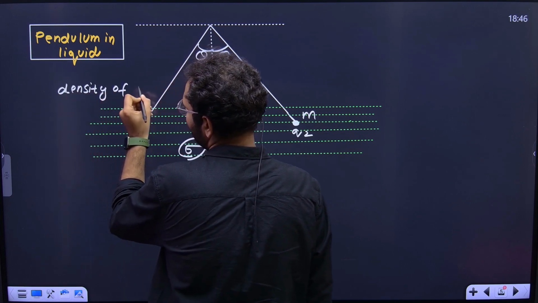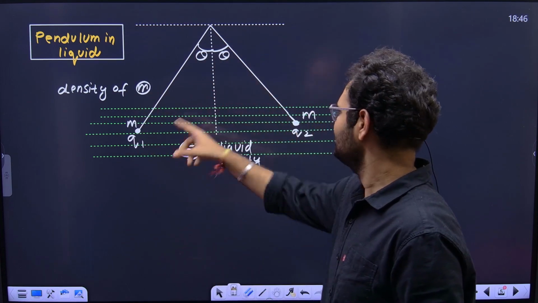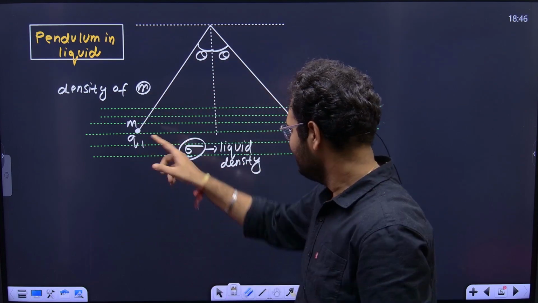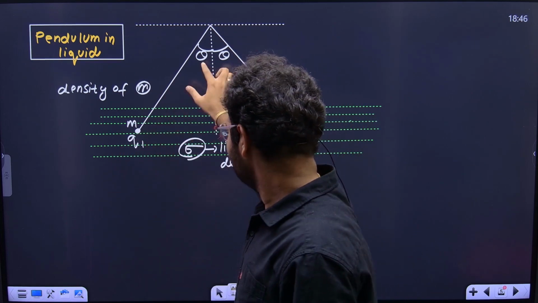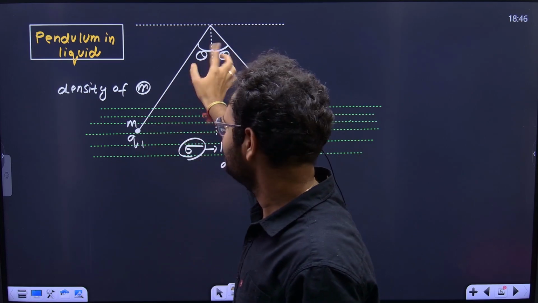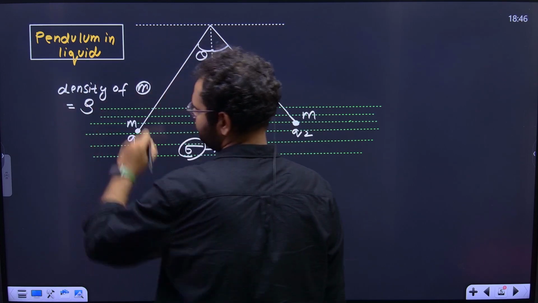Density of this mass, okay, this charge. Now we have taken the angle as equal because I have taken the masses equal. Are you getting it? When masses are equal, angles are equal. So for a simple derivation I have taken m1 and m2 equal, so that's why theta is equal. Okay, so the density of m, let us say it is rho.